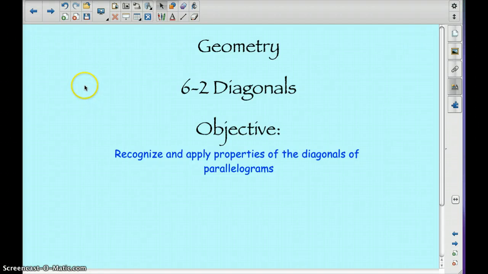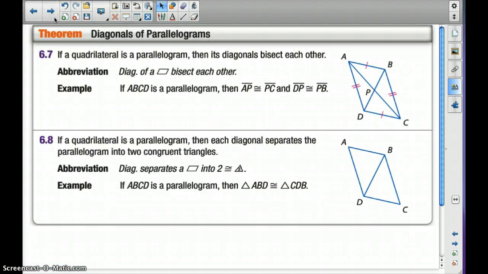Hello, geometry students. We are going to finish up section 2 with diagonals of parallelograms. So you're going to recognize and apply properties of the diagonals of parallelograms. And we need to copy down these theorems into your packets if you have not done so. So go ahead and pause the video and copy these down.